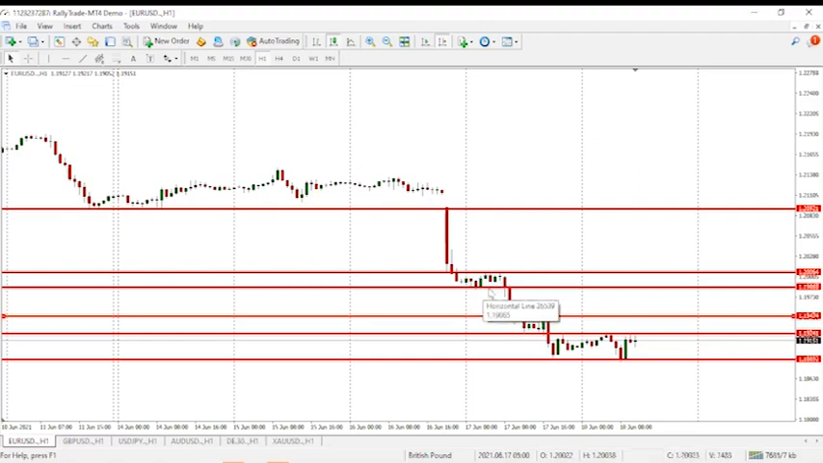On seeing this consolidation, you would have entered your buy stop and your sell stop. Your sell stop would have been here. Your buy stop would have been here. You would have been targeting the next level in the market. And eventually, you would have gotten profit from the sell stop. You just go ahead to delete your buy stop.